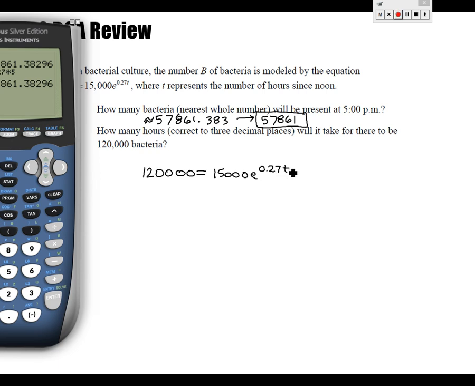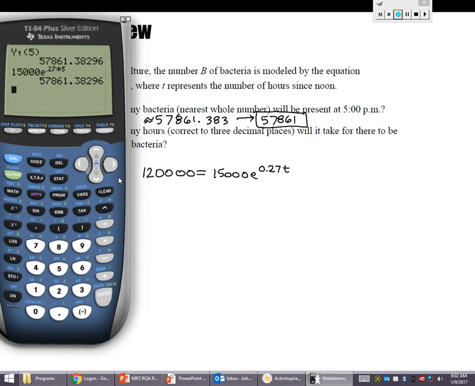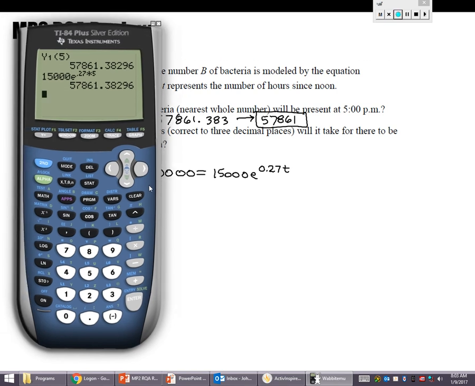Right? And asking what's t that would make this true? So some of you might have started by dividing by 15,000, which is a great move. But then maybe some of you got stuck in that place. Then you're like, okay, well, what do I do next? How do I undo that e? And so we'll have to discuss how to do that in a second here.